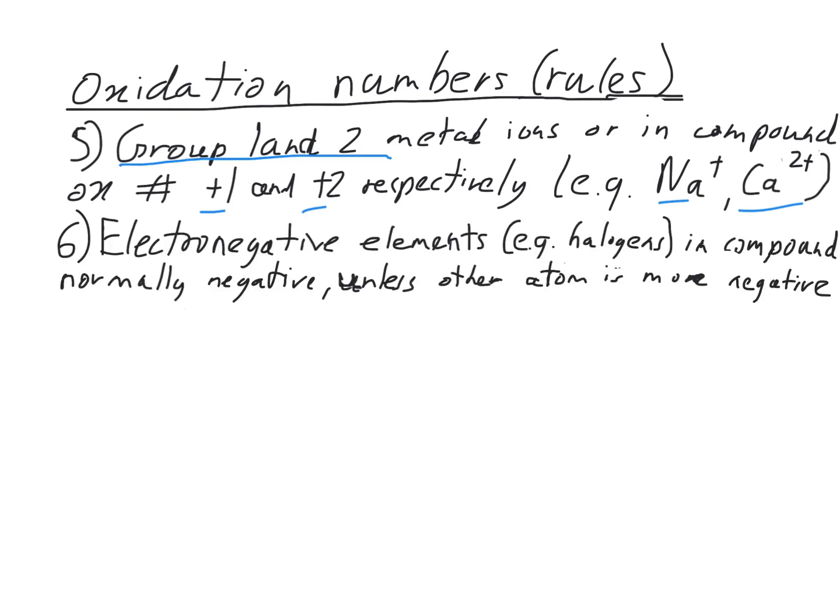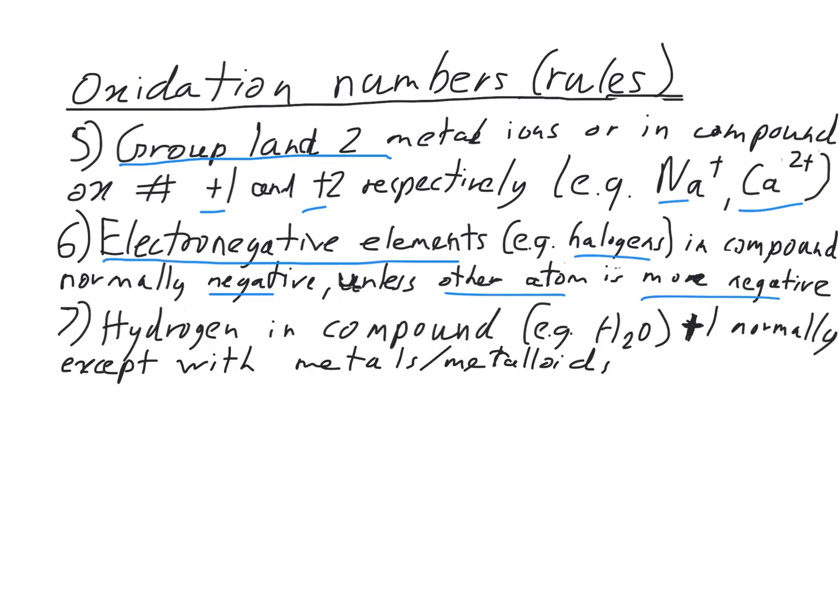The next rule is a little bit of a confusing one, and that's for electronegative elements, such as halogens. When they're in a compound, they are normally negative. Their oxidation number is normally -1 or -2, depending on what it is, unless the other atom they're bound to is more electronegative. So for example, if fluorine and chlorine were bonded together, fluorine would be negative. The chlorine would have no choice but to be positive. This gets a bit tricky, but it's not a very commonly used rule.